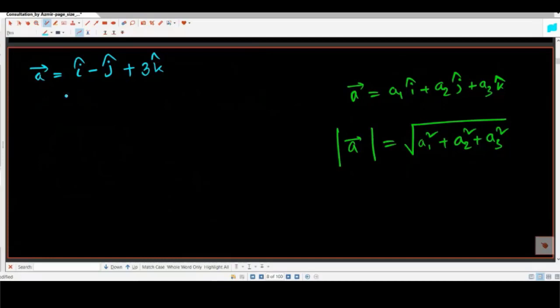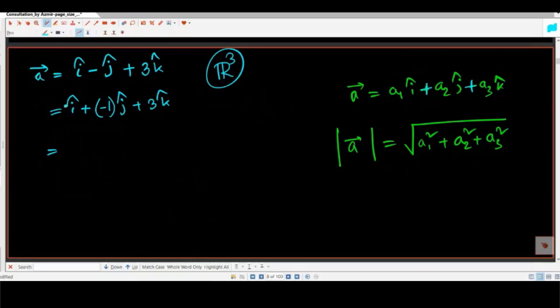So this is the vector in three dimension R3. This vector can be written in an alternative form. Let's say we have i plus minus 1j plus 3k. We are following the standard form, writing with plus signs. So before i we have 1. That means the point that we have for this vector is 1, negative 1, comma 3.